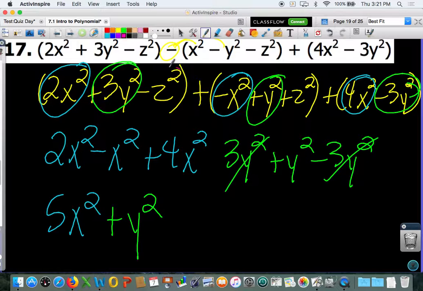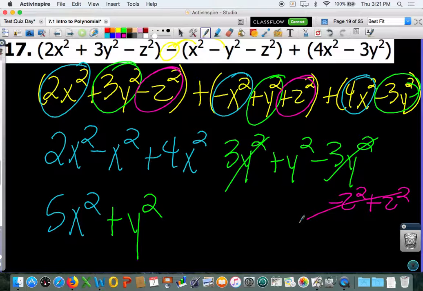So I'm also looking at z squared. I've got minus z squared and plus z squared. Well, minus z squared and plus z squared cancel out. That is my answer.